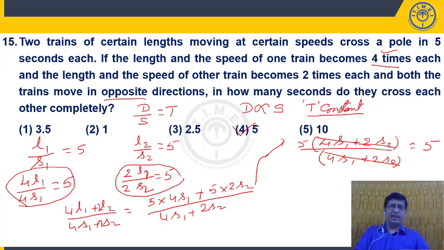Okay, L1 by S1 is equal to 5, L2 by S2 is equal to 5. Now the distance increases, speed also increases. It happens only when the time is constant. So time is constant means 5 is the time. So 4 L1 by 4 ES1, 2 L2 by 2 ES2 is equal to 5. Substitute the value, simplify, and you get the answer.